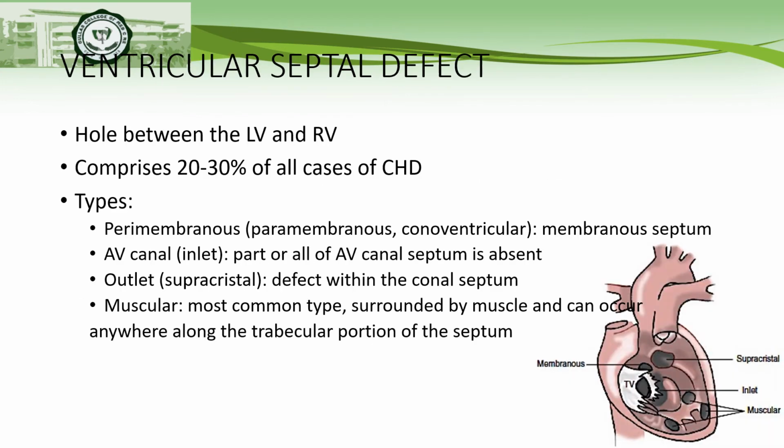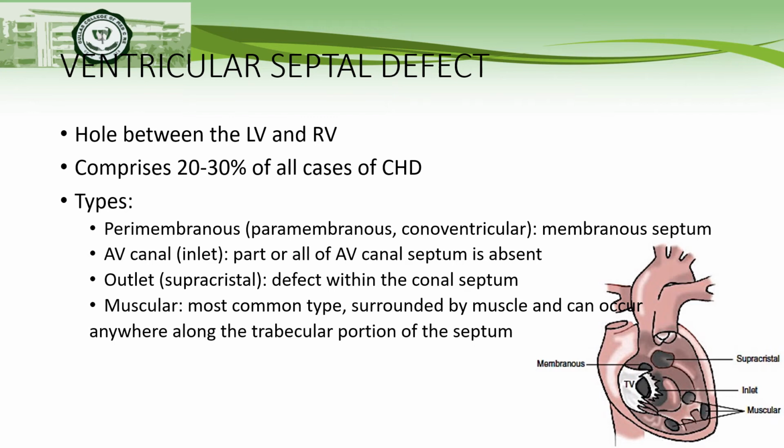So, lastly, we have VSD. Ventricular septal defect refers to a hole between the left ventricle and the right ventricle. These defects are common, comprising 20 to 30% of all cases of congenital heart disease, and they may occur as an isolated lesion or as part of a more complex malformation. They vary in size from 3 mm to more than 3 centimeters and are classified into four types.